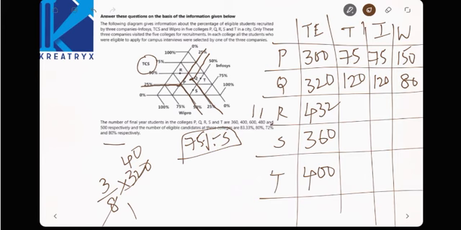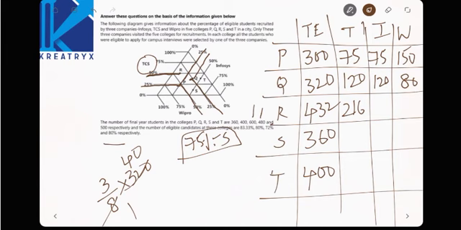Similarly, for R, see here, 50% are eligible for TCS, it seems. So how many were eligible? See here, 432 divided by 2 is nothing but 216 members are eligible for, I mean placed for TCS.